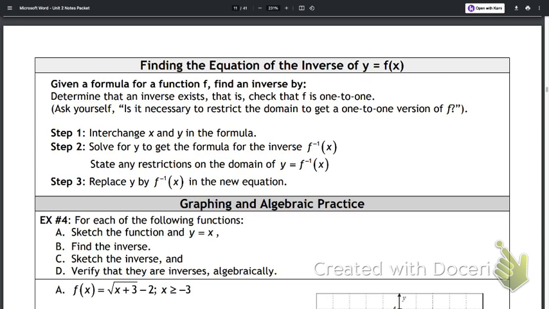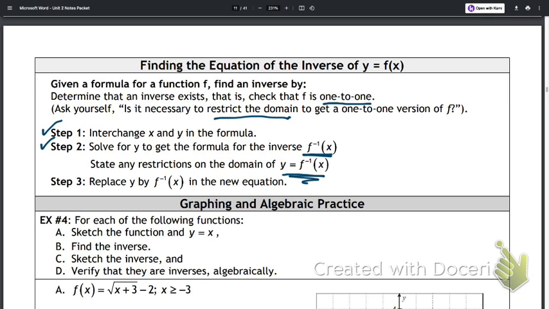All right, next we have finding the equation of the inverse. So when you've been given the formula for a function, you want to determine if the inverse is going to exist by determining if it's 1 to 1. Ask yourself, is it necessary to restrict the domain to get the 1 to 1 version of f? So the first step you're going to do is interchange your x and y in the formula, solve it for y once you switch those, and then label it with f negative 1 of x, and then state the restrictions on the domain, and then replace your f negative 1 in the new equation.